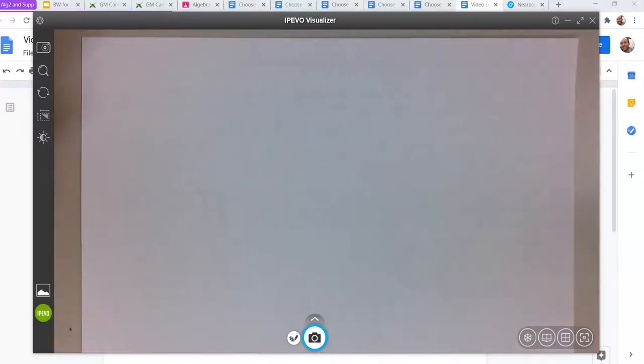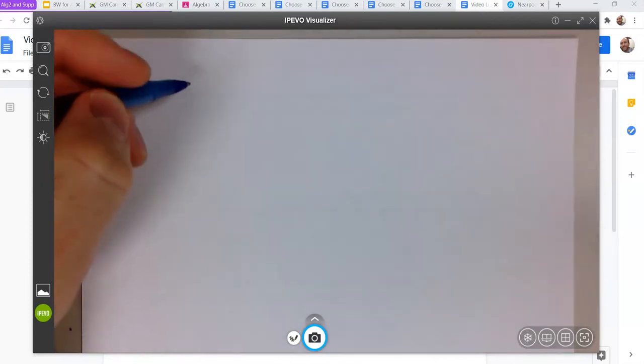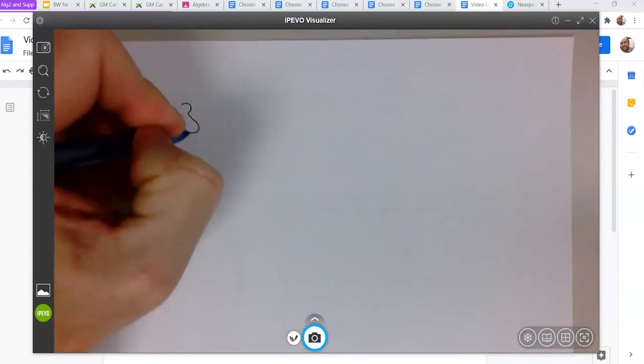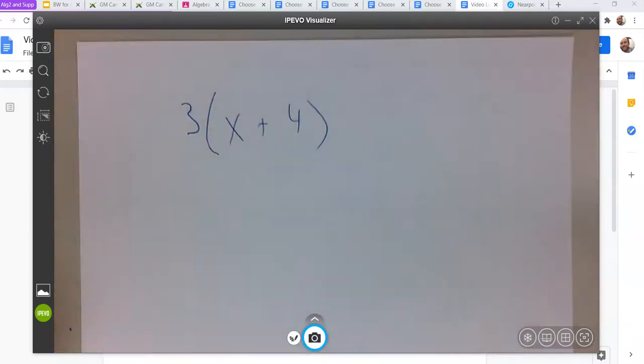Okay, Algebra 2. So I showed you about distributive property, and I showed you about factoring, but let's show it one more time just to hammer it home, okay? And I won't use the graspable this time. I'll show you guys kind of by hand what's happening. So if I have the expression 3 times x plus 4, we want to distribute that.